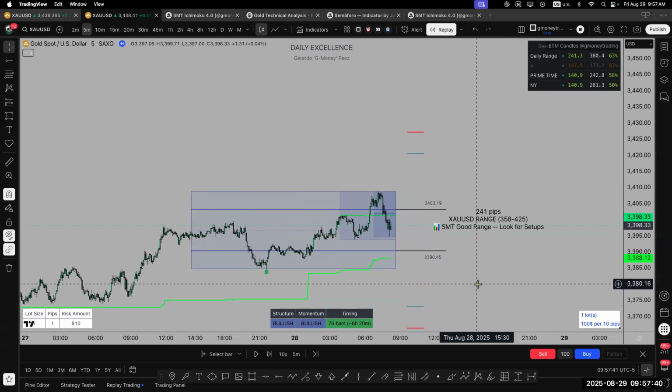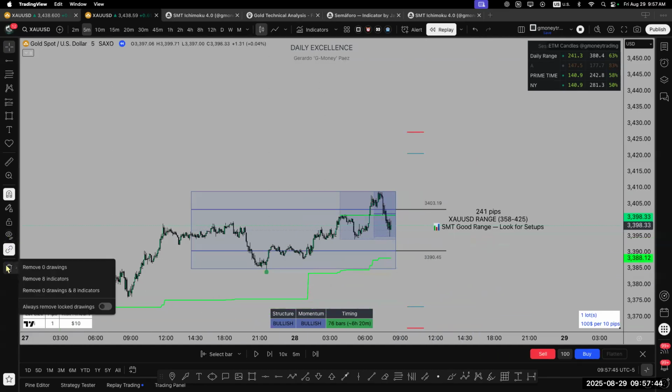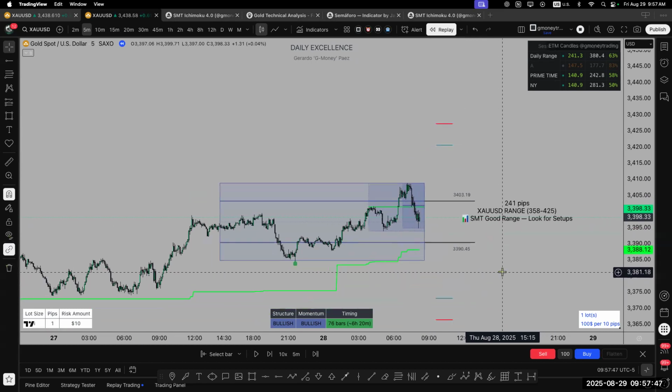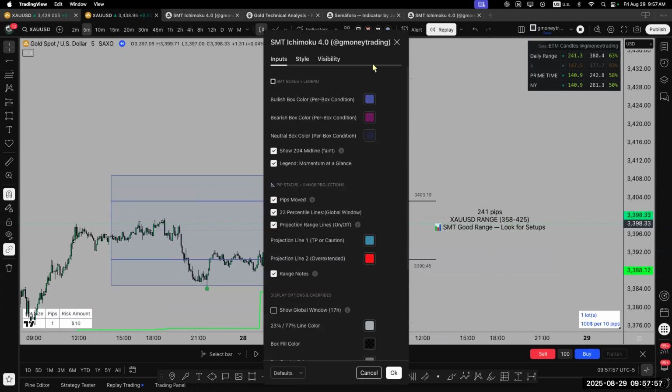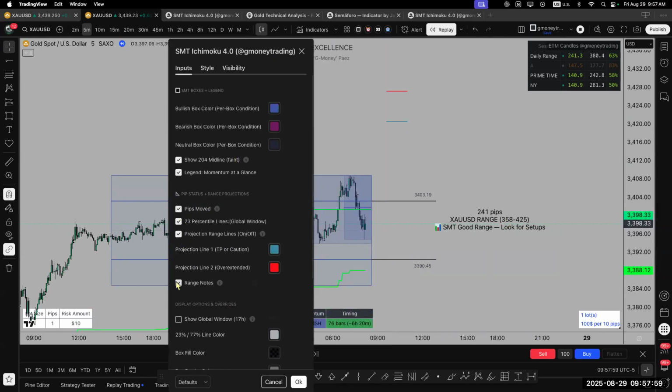Okay. No drawings, no fibs, nothing. Awesome. Check this out right here. Okay. Maybe you have two entry rules. I'll enter at 50% of the 204, or I'll enter at the 52 mid. Okay. Let me go ahead and at least turn off the notes. This is too much for me.